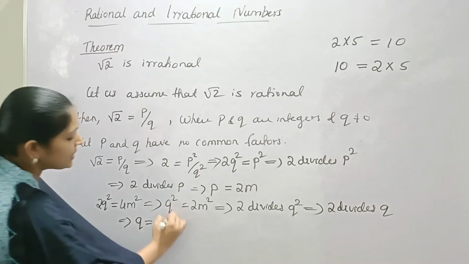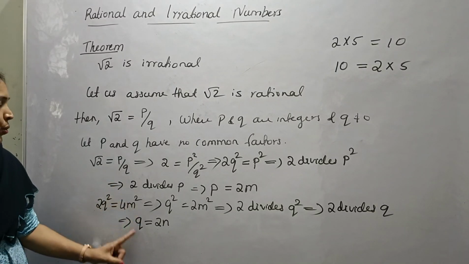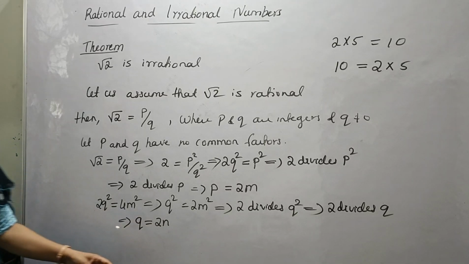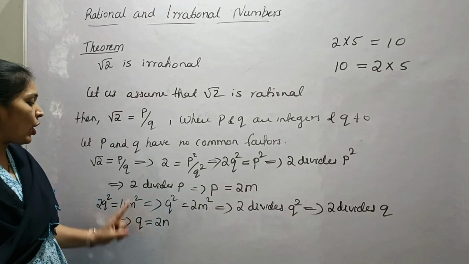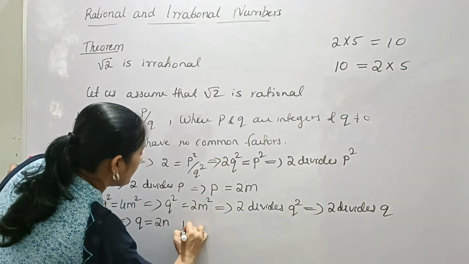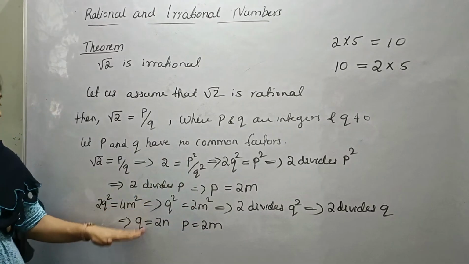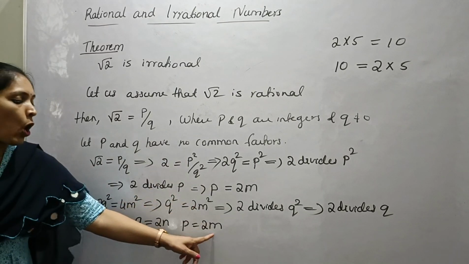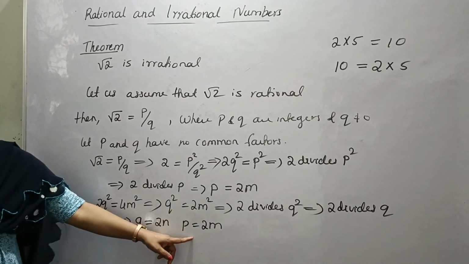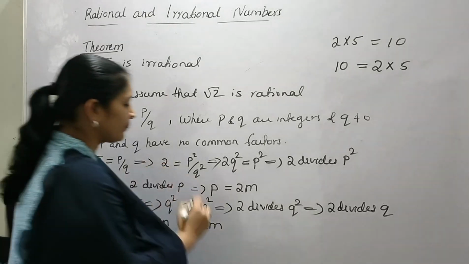Let's take this integer to be n. So q can be written as q is equal to 2 into n, where n is any positive integer. So here we have q is equal to 2n, and p is equal to 2m. Here p and q both have a common factor, that is 2.